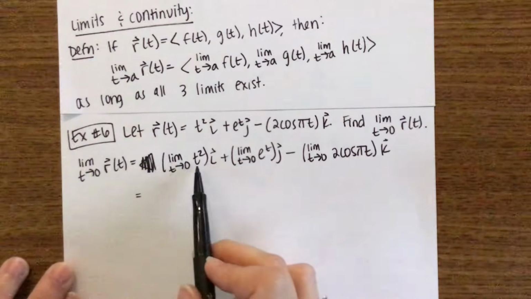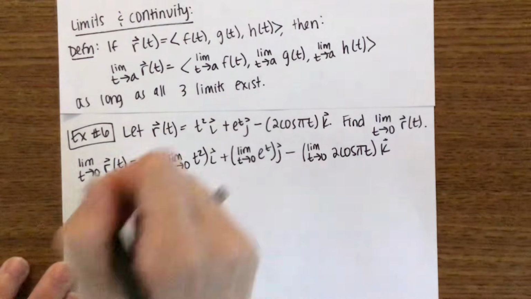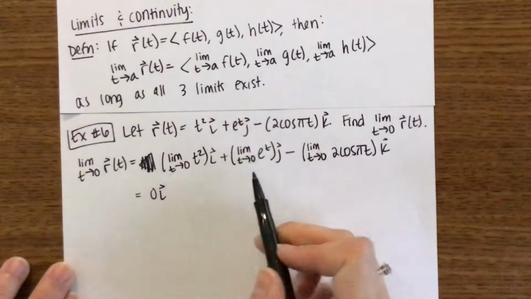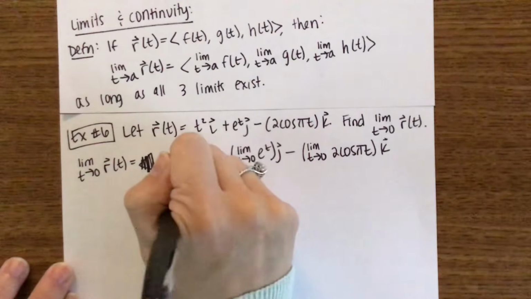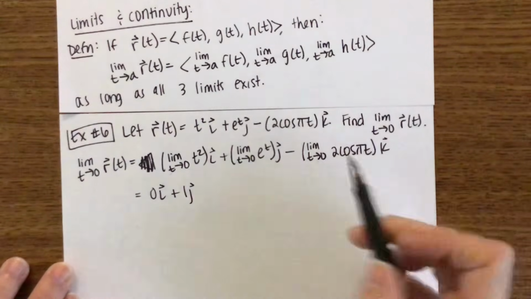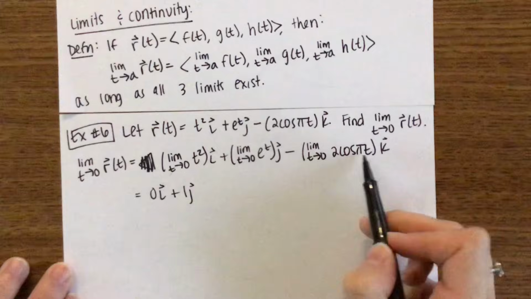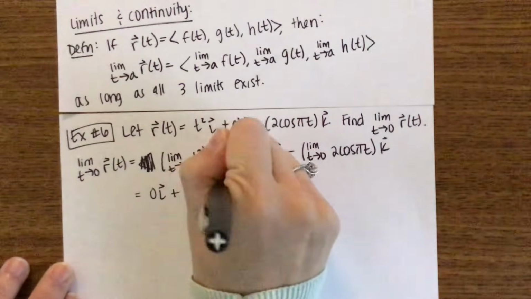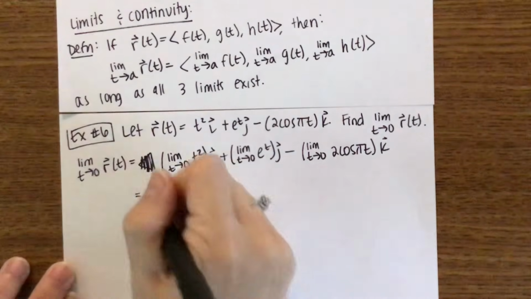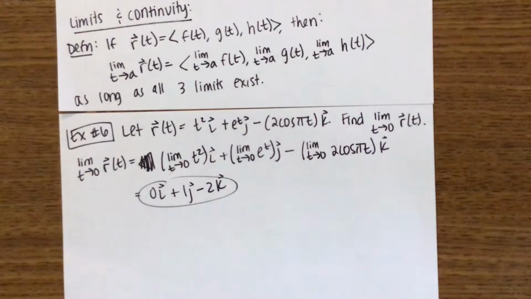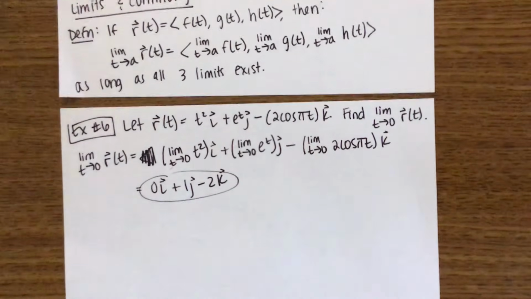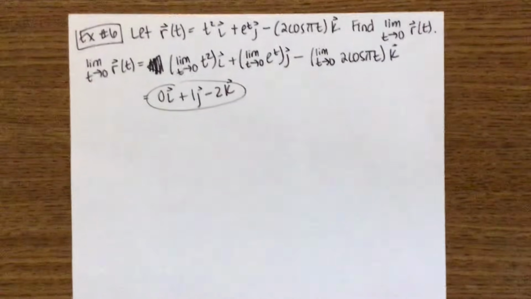Limit as t approaches 0 of t squared, that's just 0. So we get 0i. If I plug in 0, e to the 0 ends up being 1, so plus 1j. If I plug in 0, cosine of 0 is 1, times 2 will give me negative 2. You don't need to write the 0i. I just wrote it to help you know where it came from.